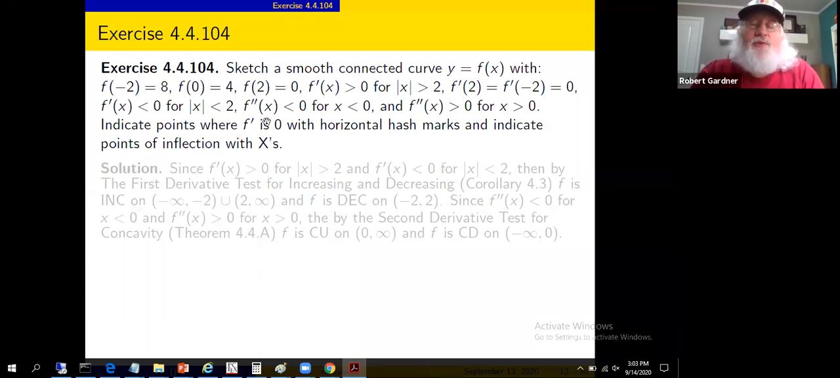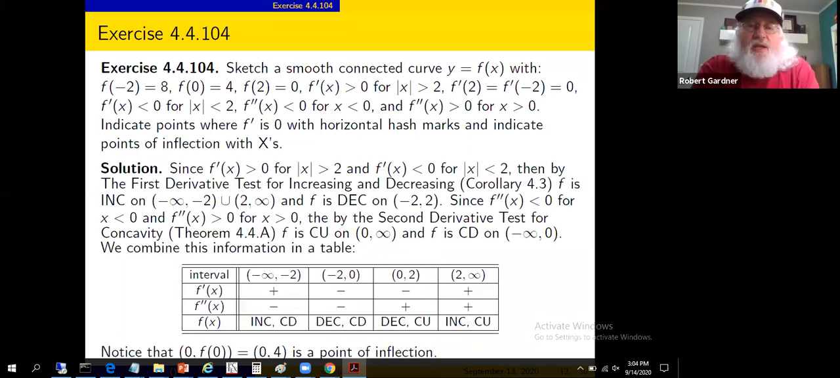Finally, here's some concavity information. The second derivative is negative for x negative, and the second derivative is positive for x positive. Instructions are as above. Indicate points where f prime is 0 with hash marks, indicate points of inflection with x's, and graph it. All right.